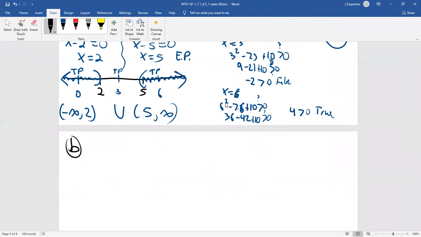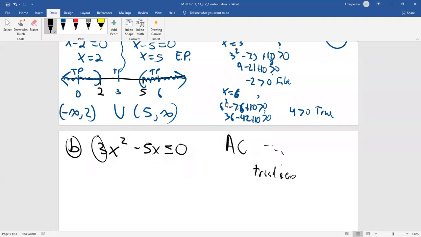B. And let's change up the appearance just a little on the polynomial. 3x squared minus 5x is less than or equal to 0. Now, the first thing some of you might be saying is, oh, well, the x squared term has a 3 in front of it, so I got to use the AC method. And you go with that, or maybe you do trial and error.